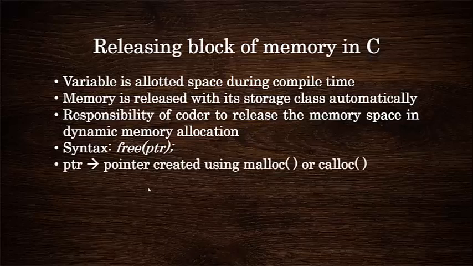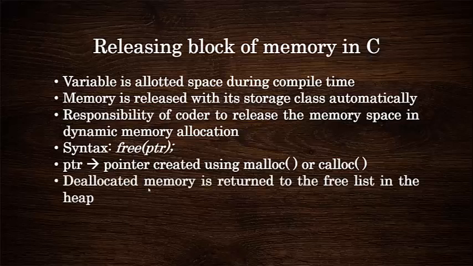Basically, your pointer is created using the malloc or the calloc function, and we pass this pointer as an input argument to the function free. This deallocated memory is returned to the free list present in the heap. Always remember, the heap is the unused memory in your data memory.